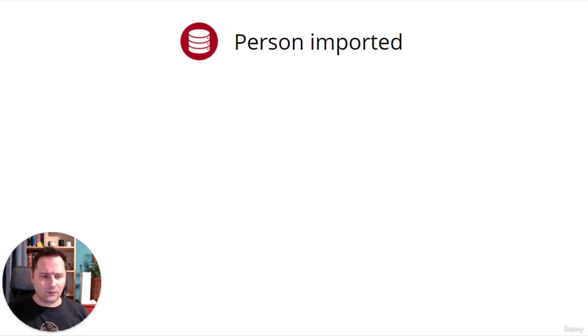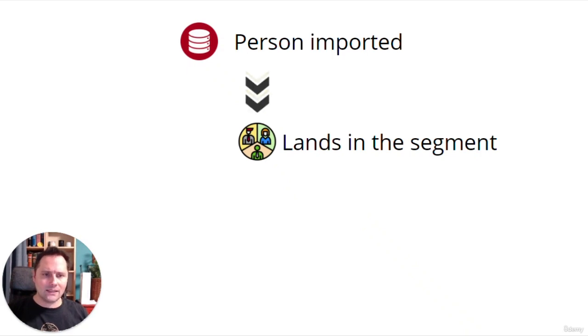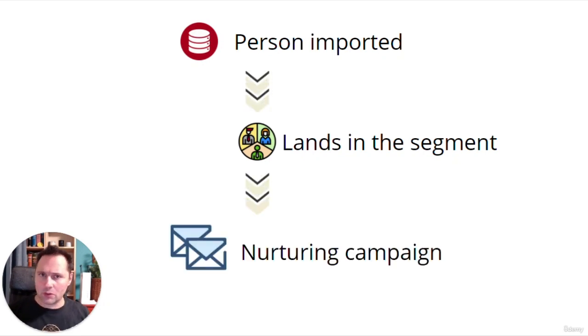So to be more specific, let's say a person is imported into Mautic. We create a profile, we have the contact, everything is great. Then this person lands in the segment. Why? Because we say that if he has these values in his contact profile, then he has to be a member of this segment. It's called segment membership. Anyone who is a member in a segment or filled out a form can start a campaign. For example, a nurturing campaign.